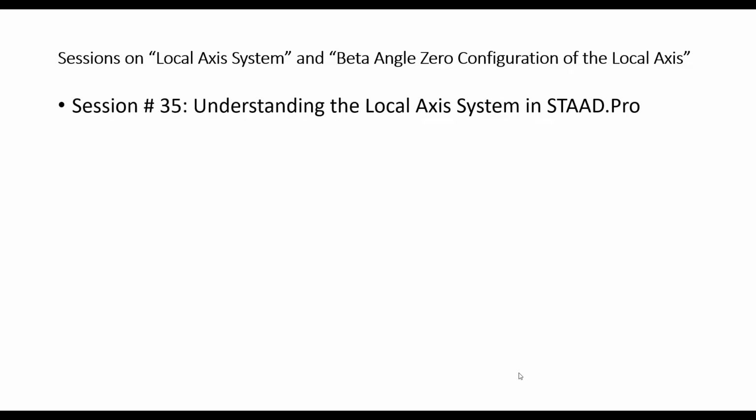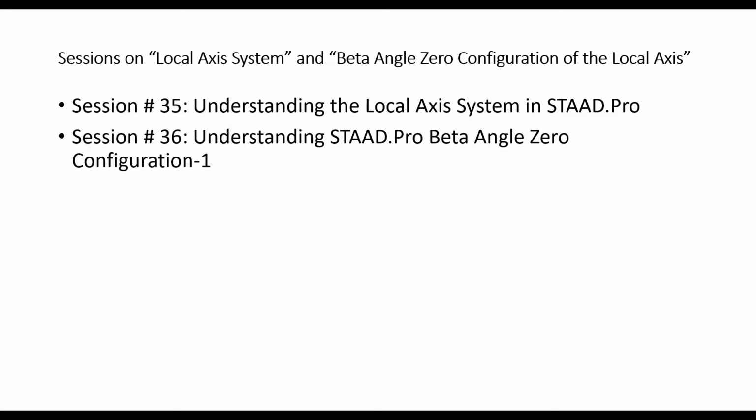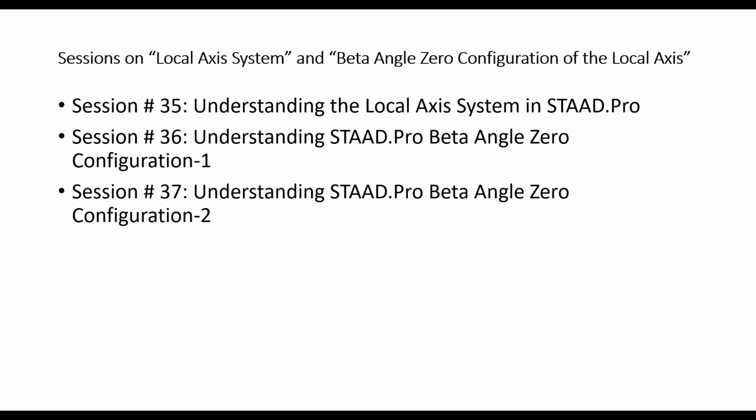Now, before we dive deep into this topic, it would be important that you have grasped the concepts that we had discussed previously. So I'd recommend these 3 consecutive sessions that you would need to watch to make sense of what I'm speaking on today. Session number 35 discusses understanding the local axis system in STAAD.Pro. Session number 36, understanding the STAAD.Pro beta angle 0 configuration part 1, and session number 37, which is part 2 of understanding the STAAD.Pro beta angle 0 configuration.